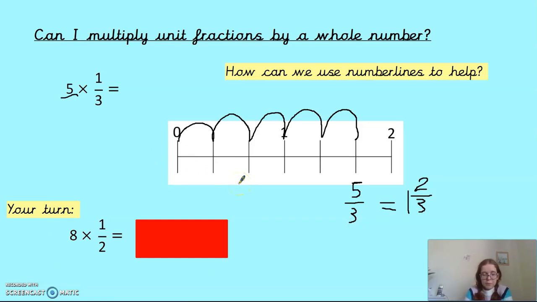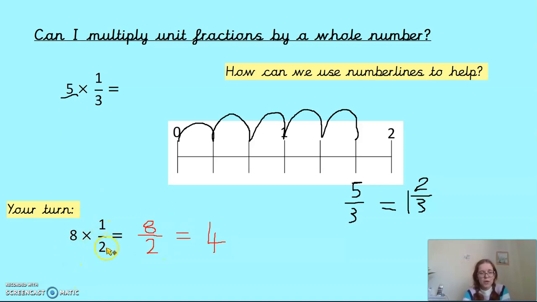Using a number line in your book, can you have a go at 8 times 1/2? So think about how many jumps you're going to have in between each whole number and how many jumps you are going to do. Okay, pause me here, and when you are ready, I will show you the answer in 3, 2, 1.